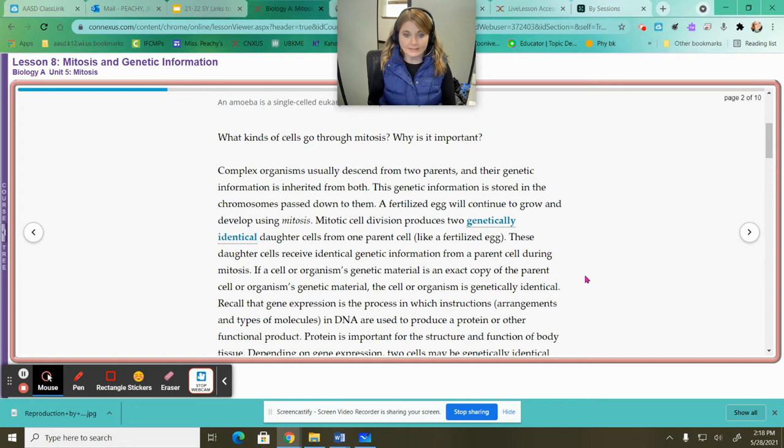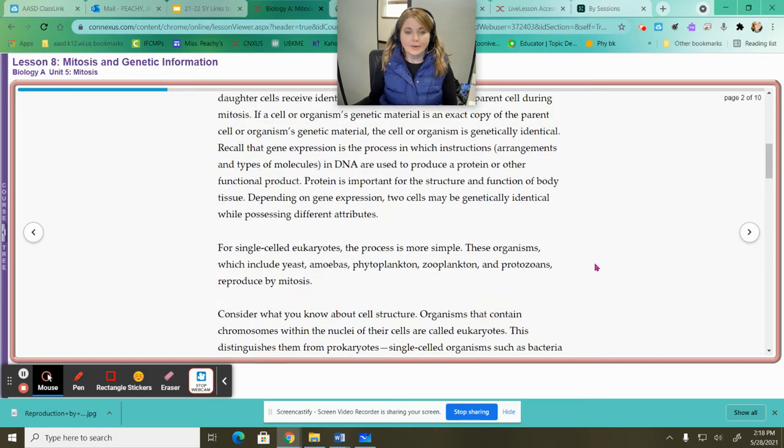Mitotic cell division specifically is for growing, making copies, duplicates, clones, if you will, of your cells. It's not making something brand new. It's not mixing things together. It's just making a copy of what you already have. So that is done in eukaryotic organisms. Eukaryotic organisms is where mitosis is done.